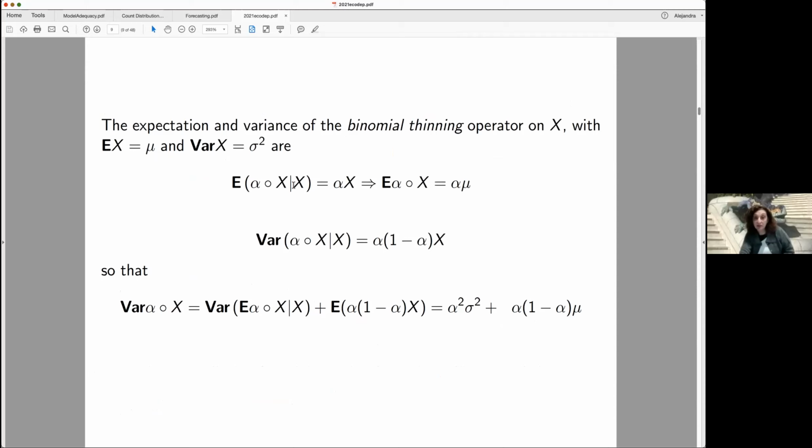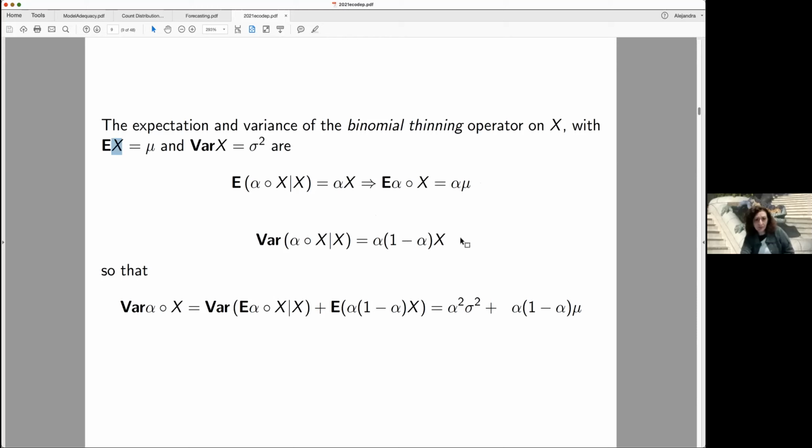Okay, so the expectation and variance of the thinning operator, of course, are easily computed just by computing the conditional expectation. So the expectation is the expectation of the conditional expectation. And in that case, if the thinned variable X has mean mu and variance sigma squared, then the expected value of the thinning will be alpha times mu, and the variance will be alpha times 1 minus alpha times mu, plus alpha squared times sigma squared.